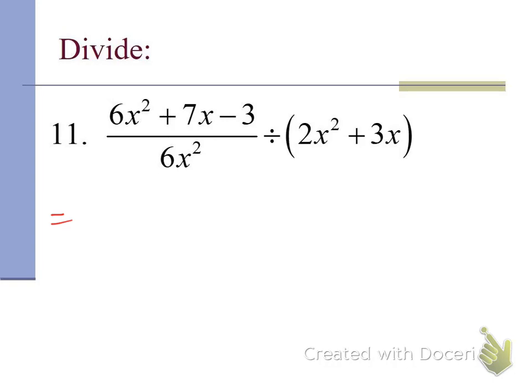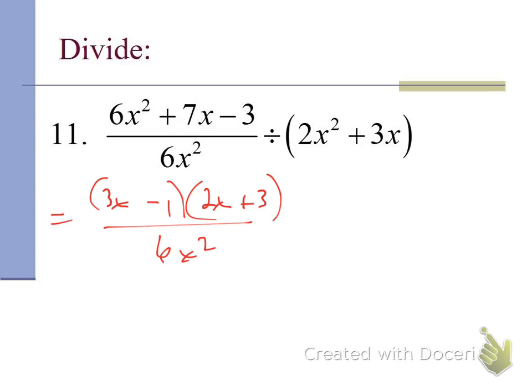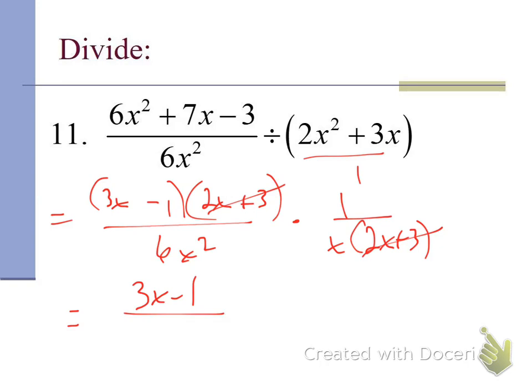This guy, factor this numerator into 3x and 2x, and then make this plus 3, minus 1, over 6x squared. Change to multiplication, flip this guy over, factor out a GCF, and you get 2x plus 3. And now we've got a 2x plus 3 here and a 2x plus 3 here. And so we get 3x minus 1 over 6x to the third. Go ahead and multiply these two together.